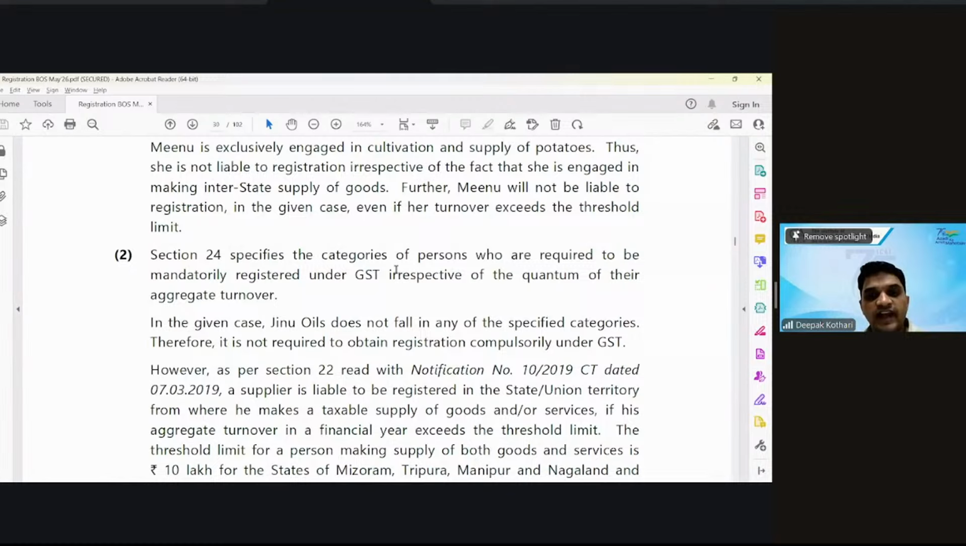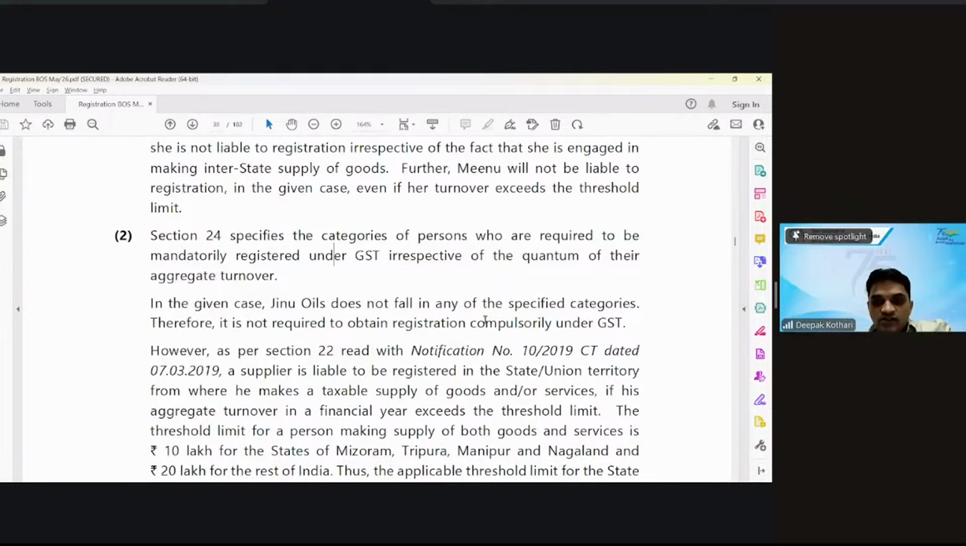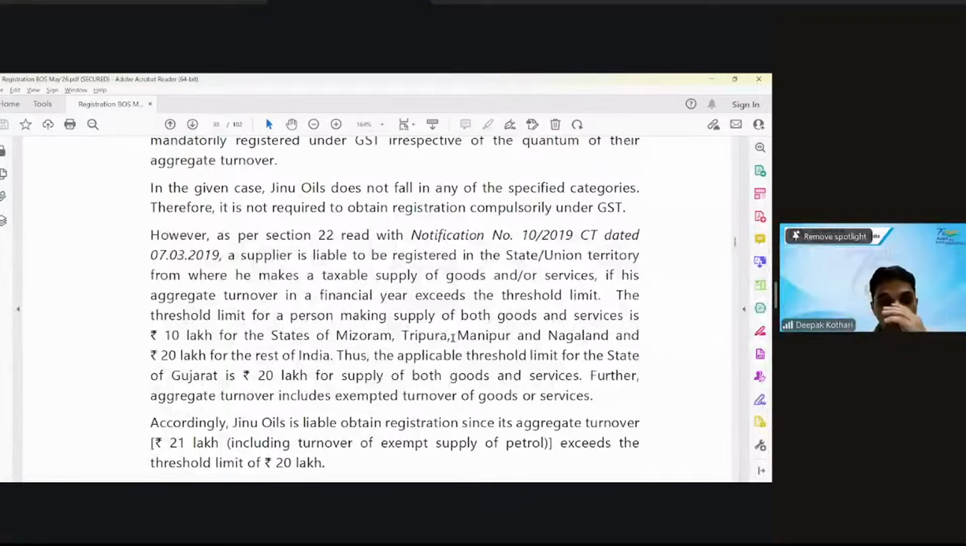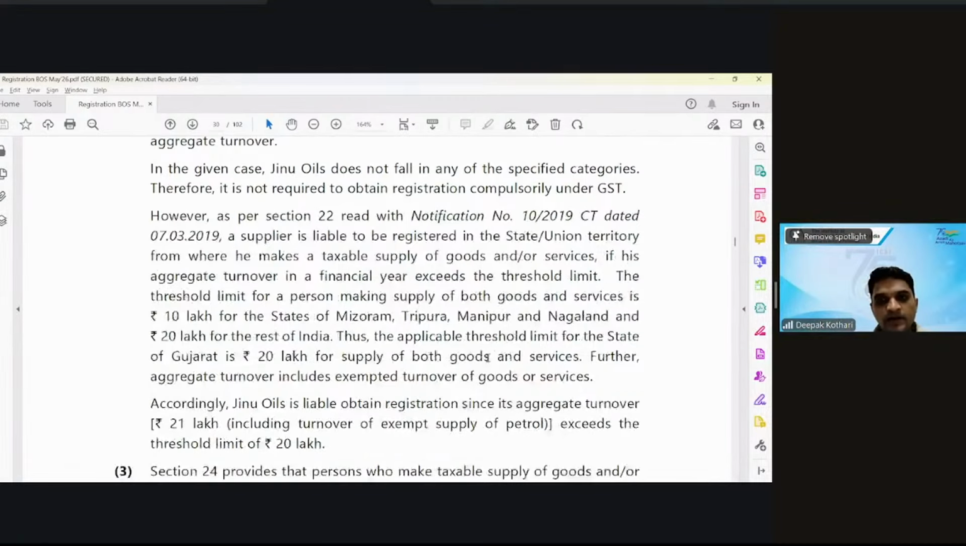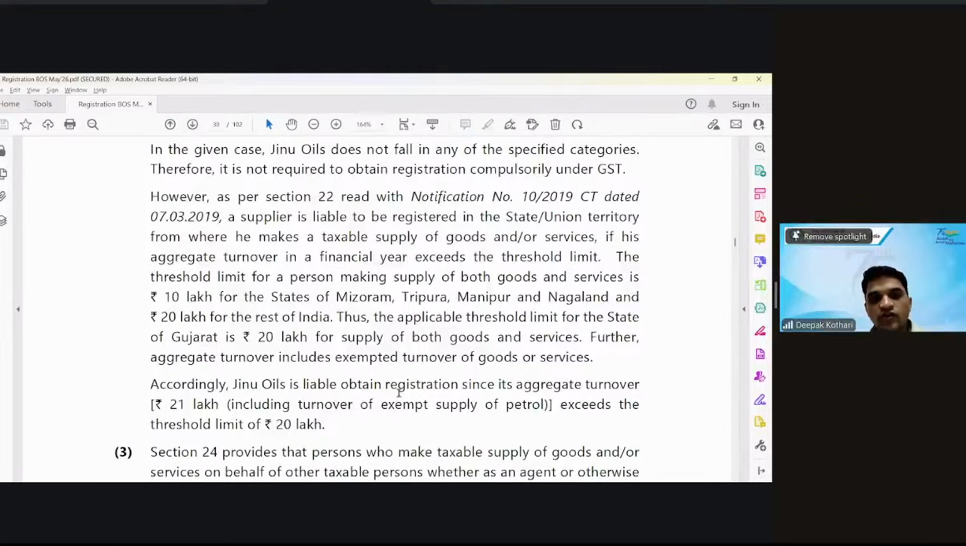Section 24 specifies the categories who are required to mandatorily register. In this case, Geno Oils does not fall in any of those specified categories, so compulsory registration is not applicable, but the threshold limit will apply. The applicable threshold for Gujarat is 20 lakhs for goods and services. Since Geno Oil's aggregate turnover is 21 lakh rupees, it exceeds the limit of 20 lakhs, so he will have to register.